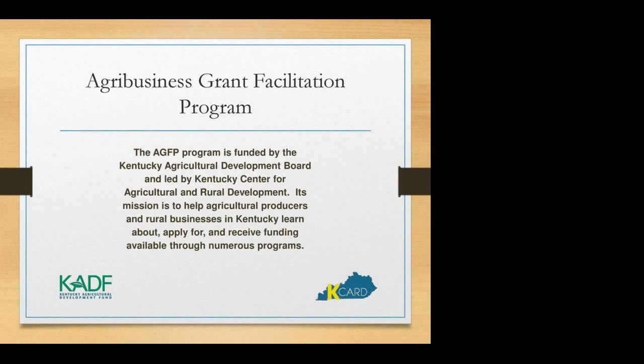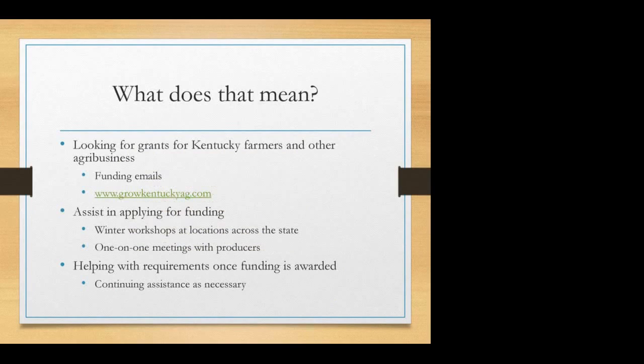So I actually work for the Agribusiness Grant Facilitation Program. What does that mean? Again, we have a big, long mission. The AGFP program is funded by the Kentucky Ag Development Board. I am specifically funded by them and led by the Kentucky Center for Agricultural and Rural Development. Its mission is to help agricultural producers and rural businesses in Kentucky learn about, apply for, and receive funding available through numerous programs. What does that mean that I do? I look for grants and other funding for Kentucky farmers and agribusinesses.